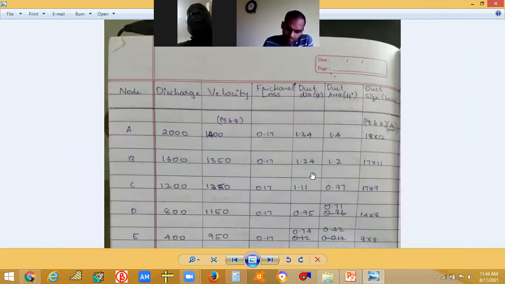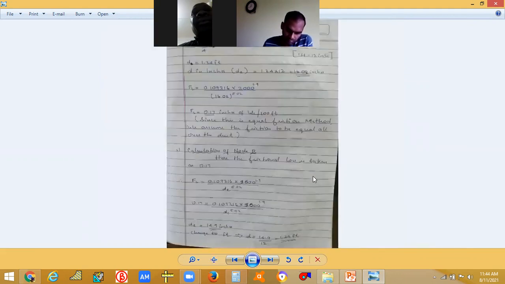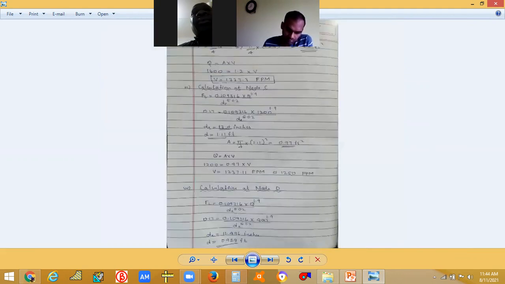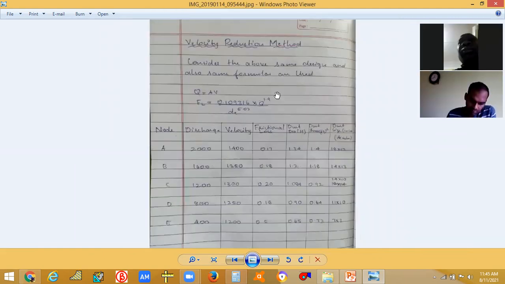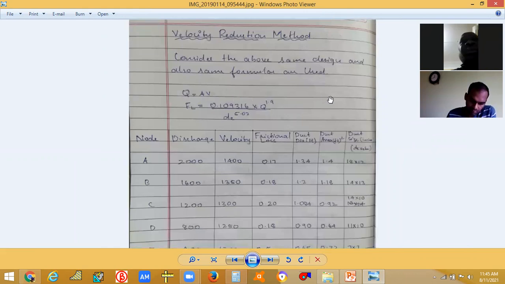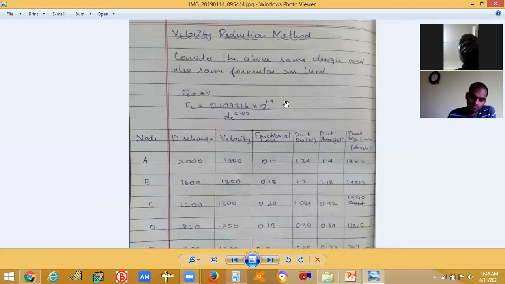Okay. Now we are going to the next step. Next method. It just leaves 2 or 3 pages to complete today's topic in node E. Next we are dealing with the velocity reduction method. So here also same thing only. Consider the above same design, and the same formula is used. We are using the same method, the velocity reduction method.